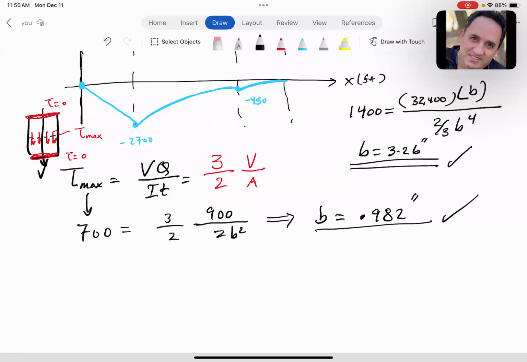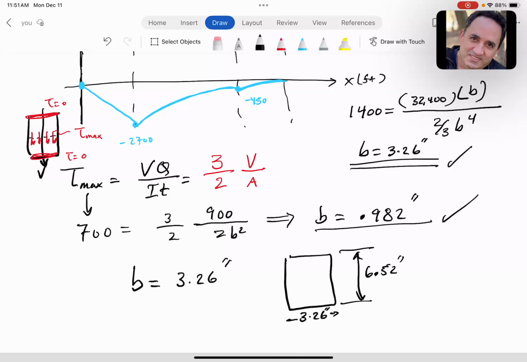Obviously, when it comes to dimension, you have to go with the larger dimension. So this beam should be at least 3.26 inches by twice that, 6.52 inches. So you see what really controlled the design, guys. It was not the shear stress, because the effect of shear stress in design is minimal. It's usually the bending stress. So you see our calculation of the dimensions, the limitation was based on that normal stress.